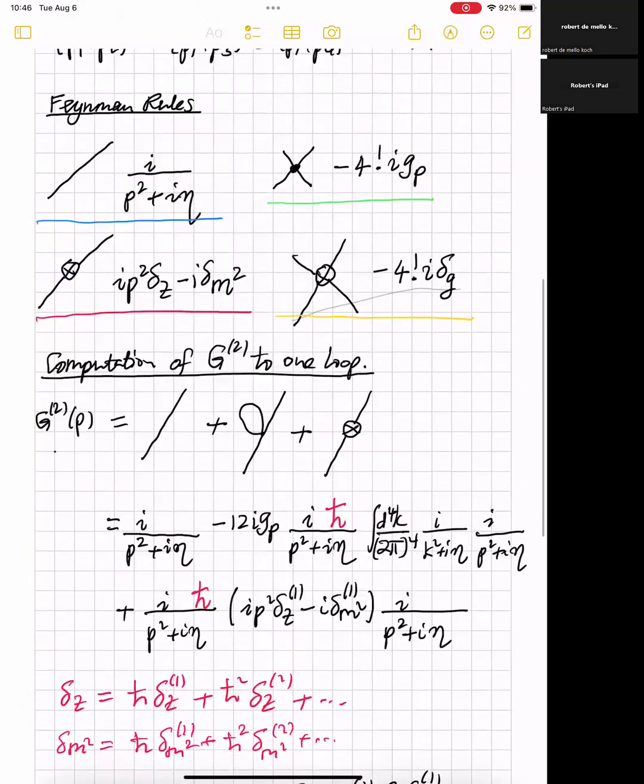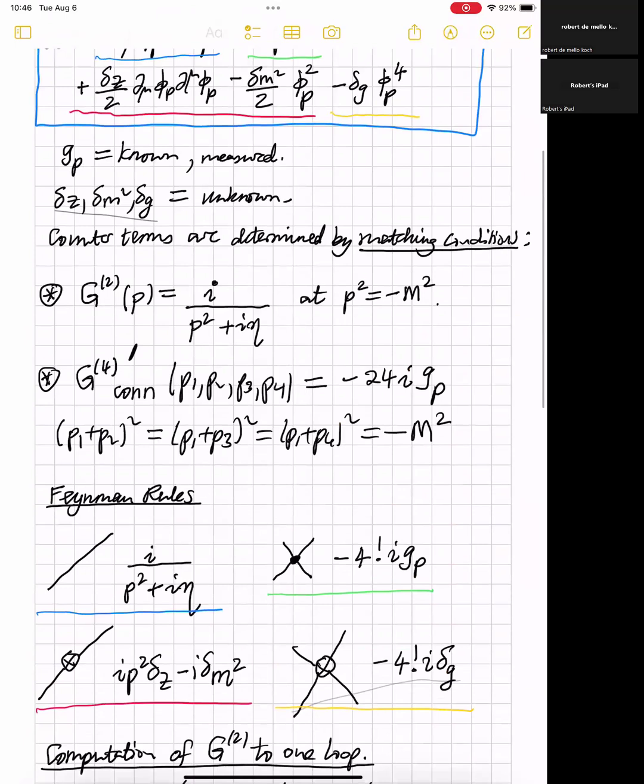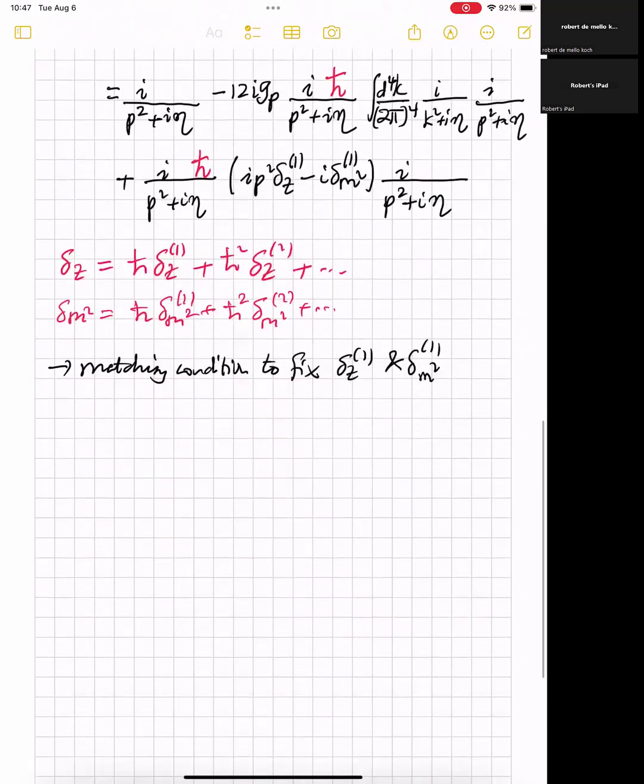It's going to be this one: the 2-point function must be i over p squared plus i eta at p squared equal to minus m squared. Good. So we'll use the matching condition to fix delta z1 and delta m squared 1, and we are going to work to order h bar.